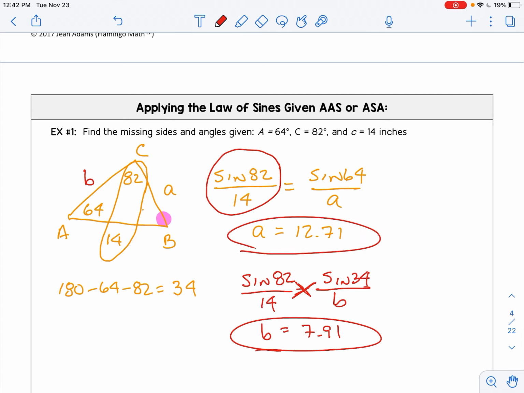All right, and then what I've achieved there is I've achieved solving the entire triangle because I know all 6 pieces.